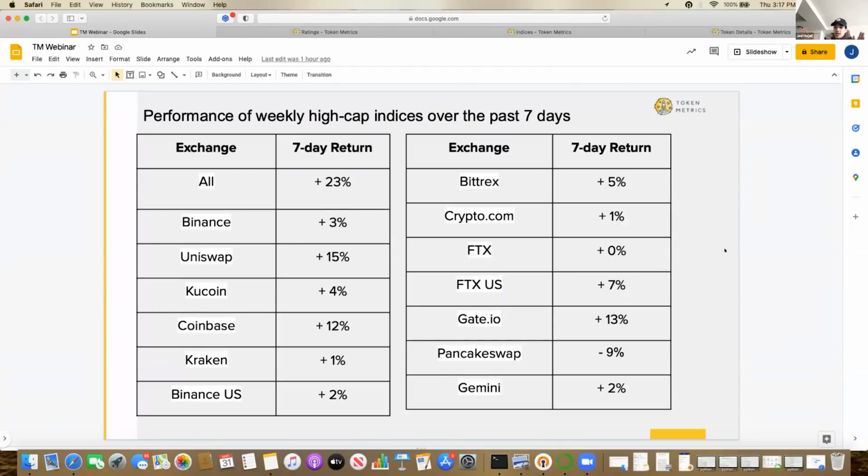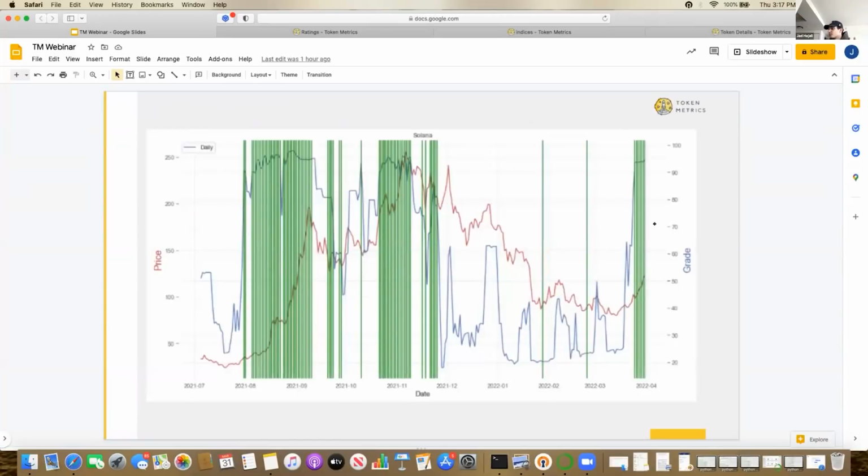And if you want to look at more recent performance of our indices, here I'm showing over the past 7 days how our weekly indices performed. So as you can see, pretty good performances over the past week. The best one was across all the different exchanges. Uniswap had a good performance, Coinbase as well, Gate.io as well. Only PancakeSwap didn't perform well, and had a negative weekly return.